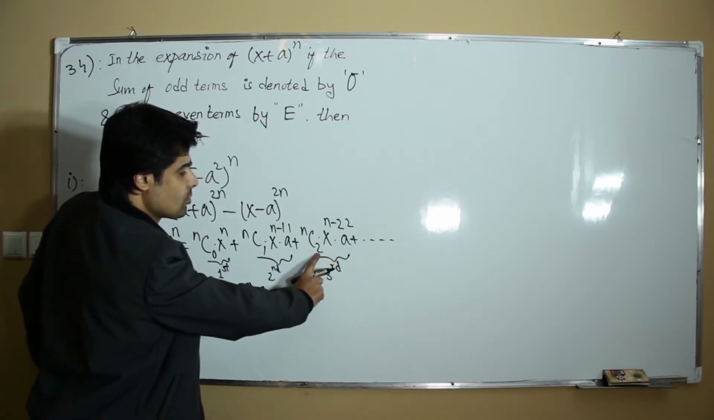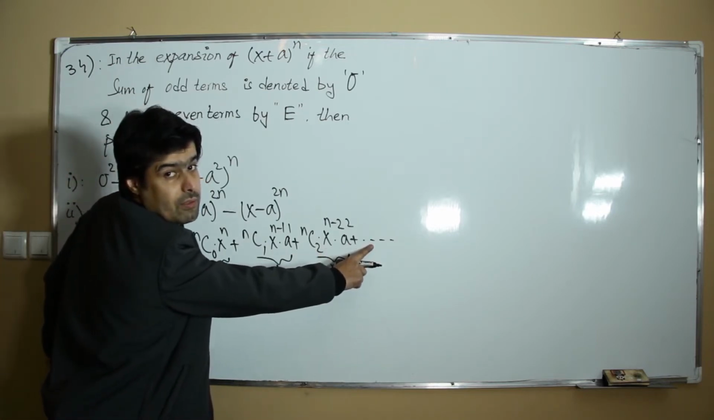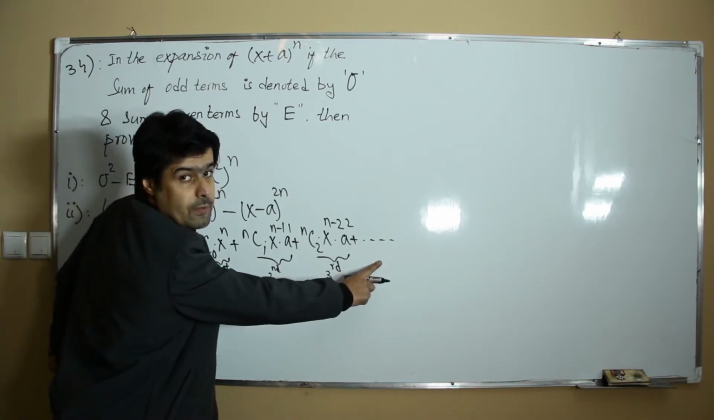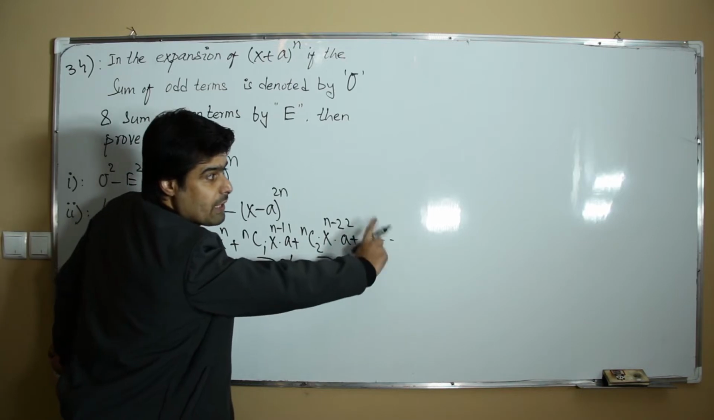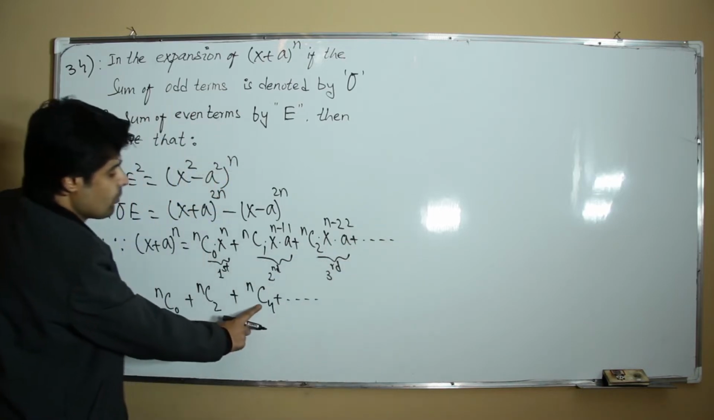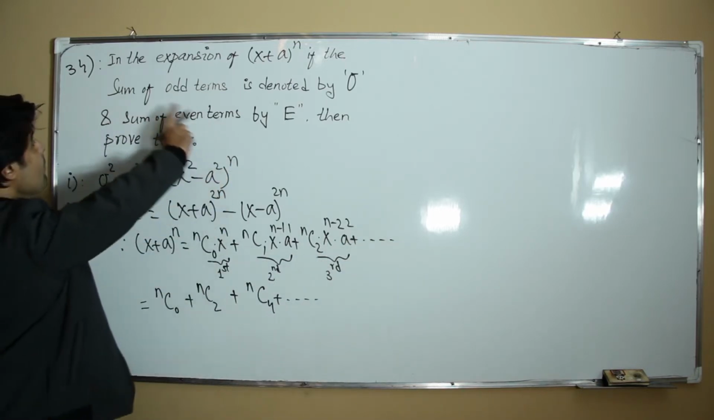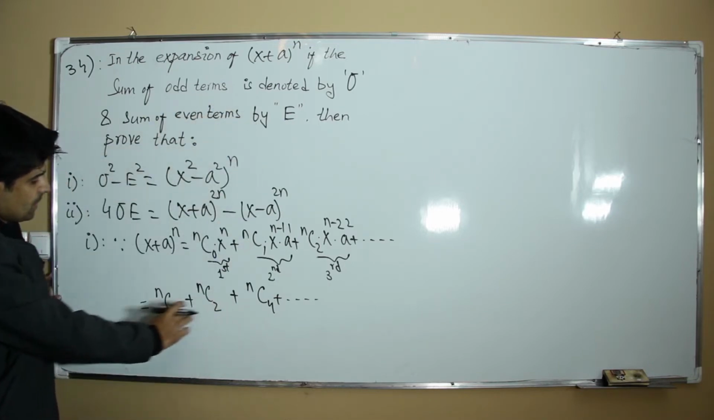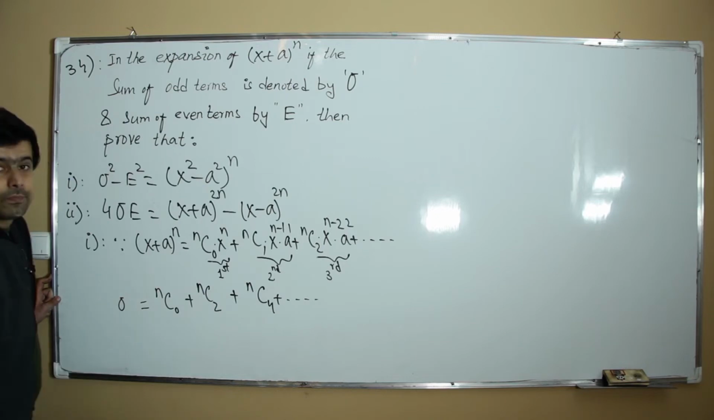After 2 we have 3, but it is even term. Why? Because first, second, third, fourth. Fourth is nC3, which is even. The next one is nC4. nC4 is our odd term. The sum of odd terms is denoted by O. This is the summation. It should be O.